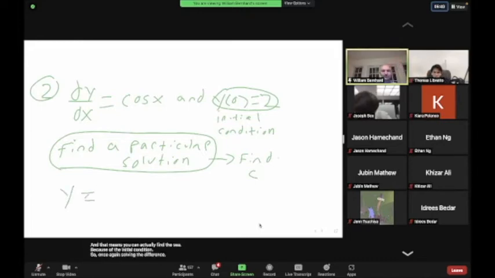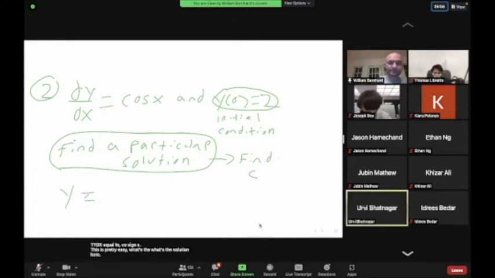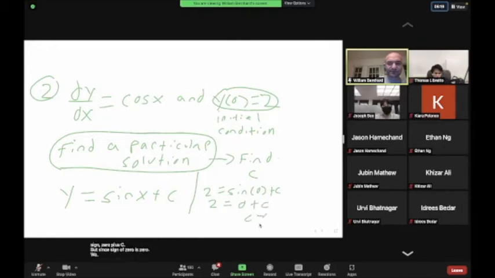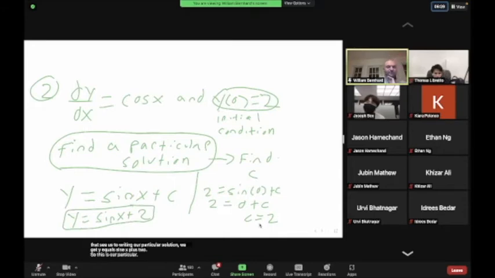So once again, solving the differential equation, if dy/dx is equal to cosine x, this is pretty easy. What's the solution here? Sine x. Right, so it's actually sine x plus c to start. But because I gave you an initial condition, you can actually plug in and find out what c is. So y of 0 equals 2 is synonymous with 2 equals sine 0 plus c. But since sine of 0 is 0, we find out that c is 2. Writing our particular solution, we get y equals sine x plus 2. So this is our particular solution right here.